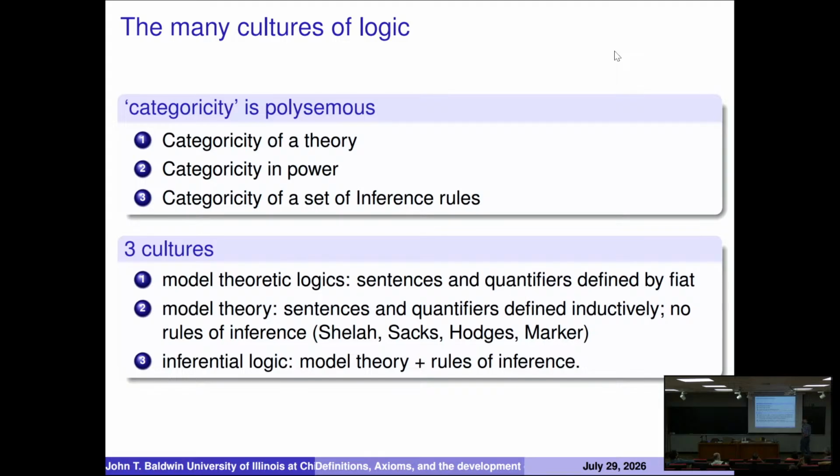And then we're going to be talking about 3 different cultures. A little bit that influences. One of these is model-theoretic logic in the sense of the book from the early 80s. One of them is model theory, the normal way. The difference here is that quantifiers come first, right? And you may or may not have syntax and rules of inference. Here, you definitely have syntax and rules of inference. And inferential logic insists on the rules of inference, and then you develop some semantics.